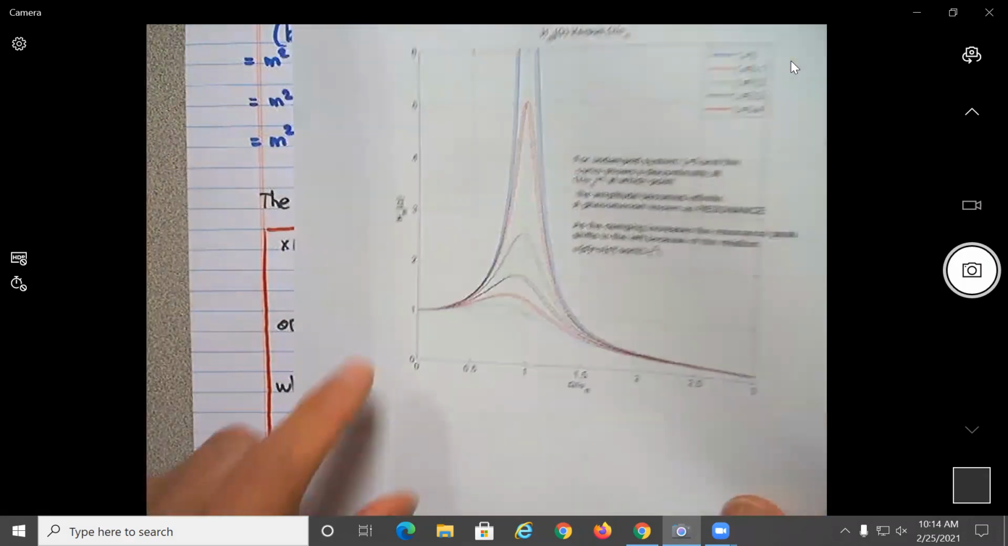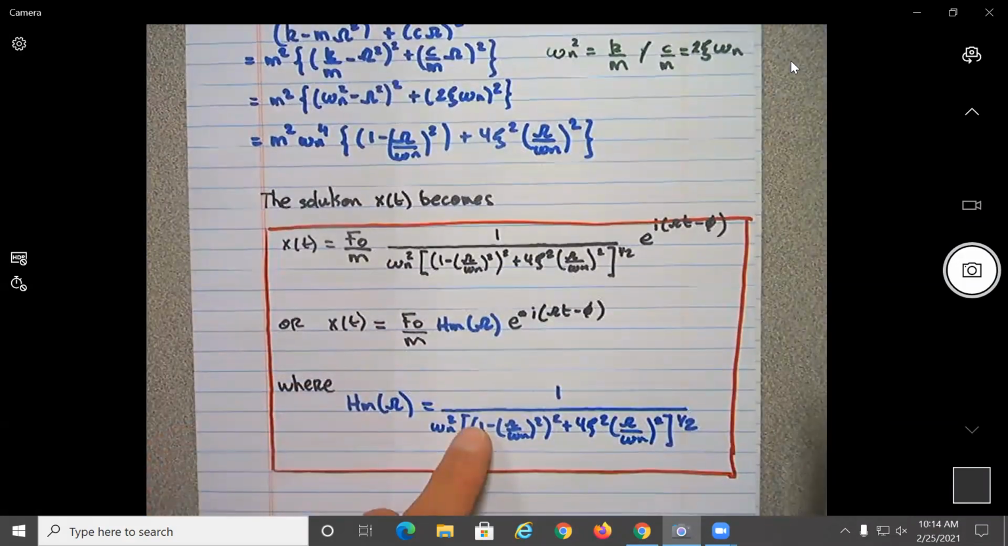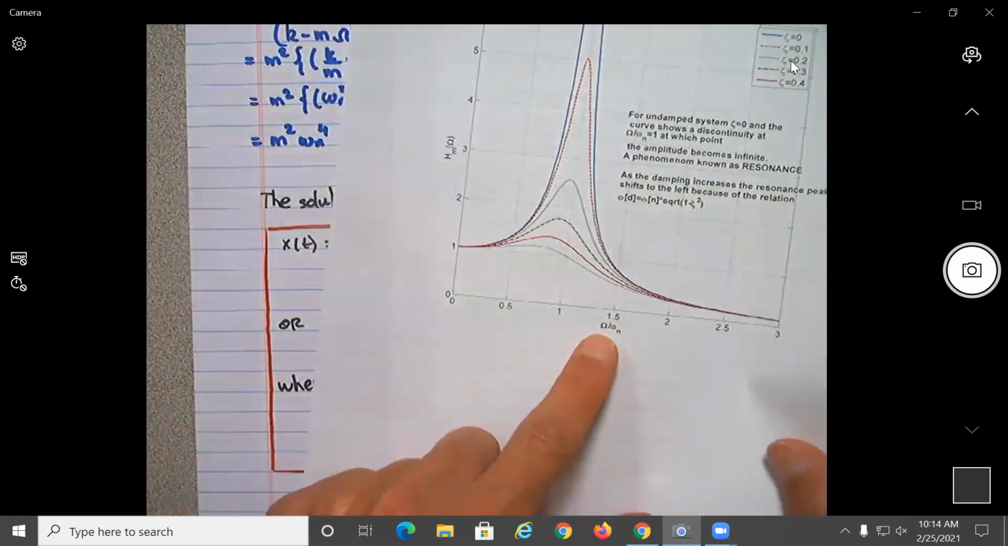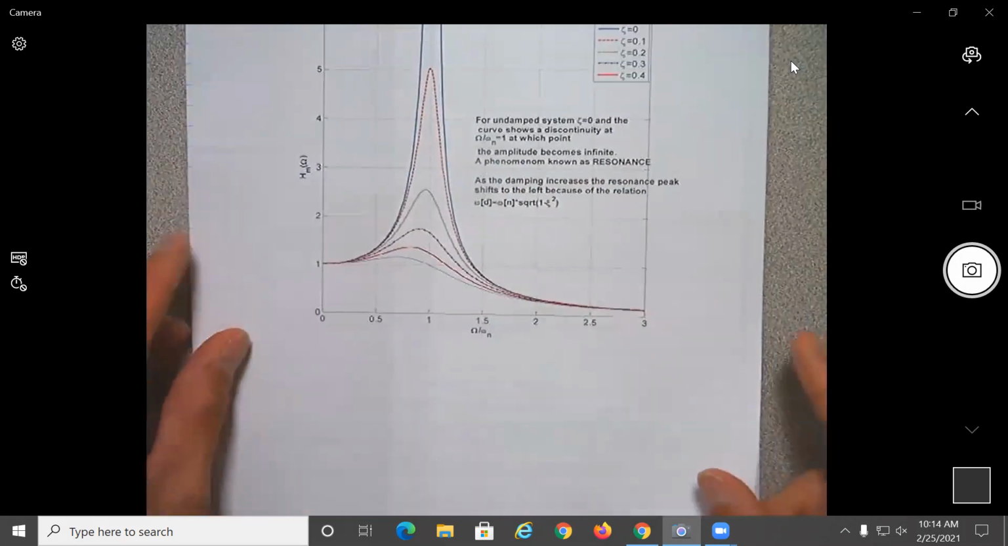So what is plotted over here? This is h of m omega, this function, and here we have it as a function of the ratio of omega, the force frequency, divided by the natural frequency. Okay, so let's see what I have over here.